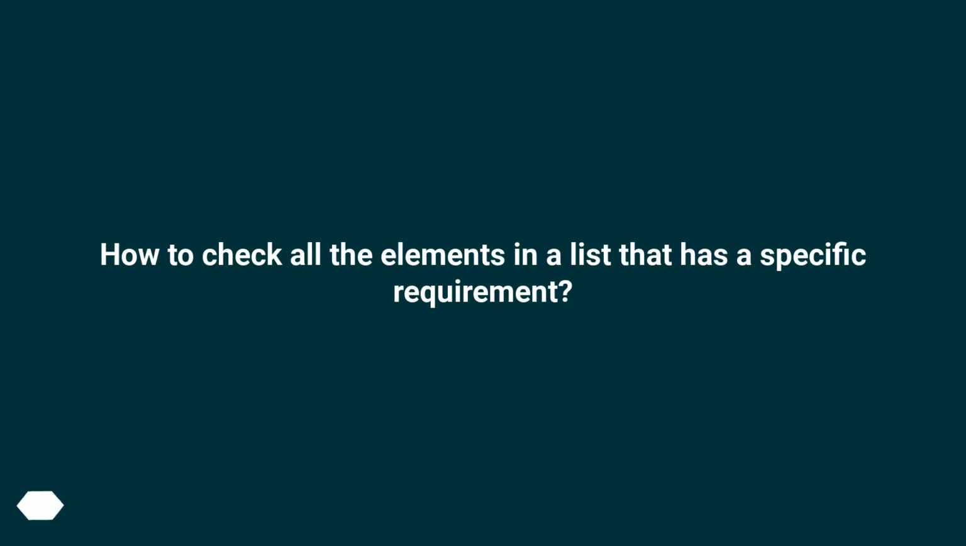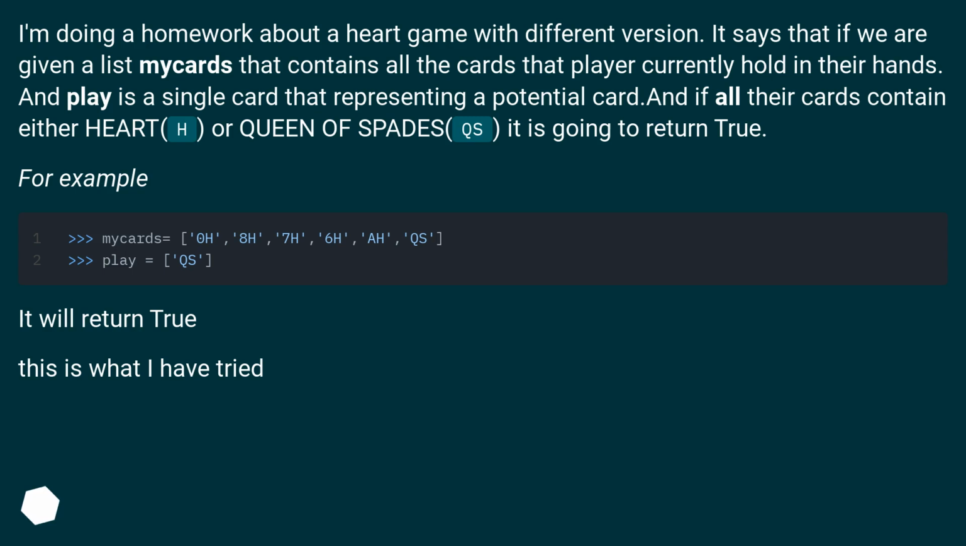How to check all the elements in a list that has a specific requirement. I'm doing a homework about a heart game with different versions.